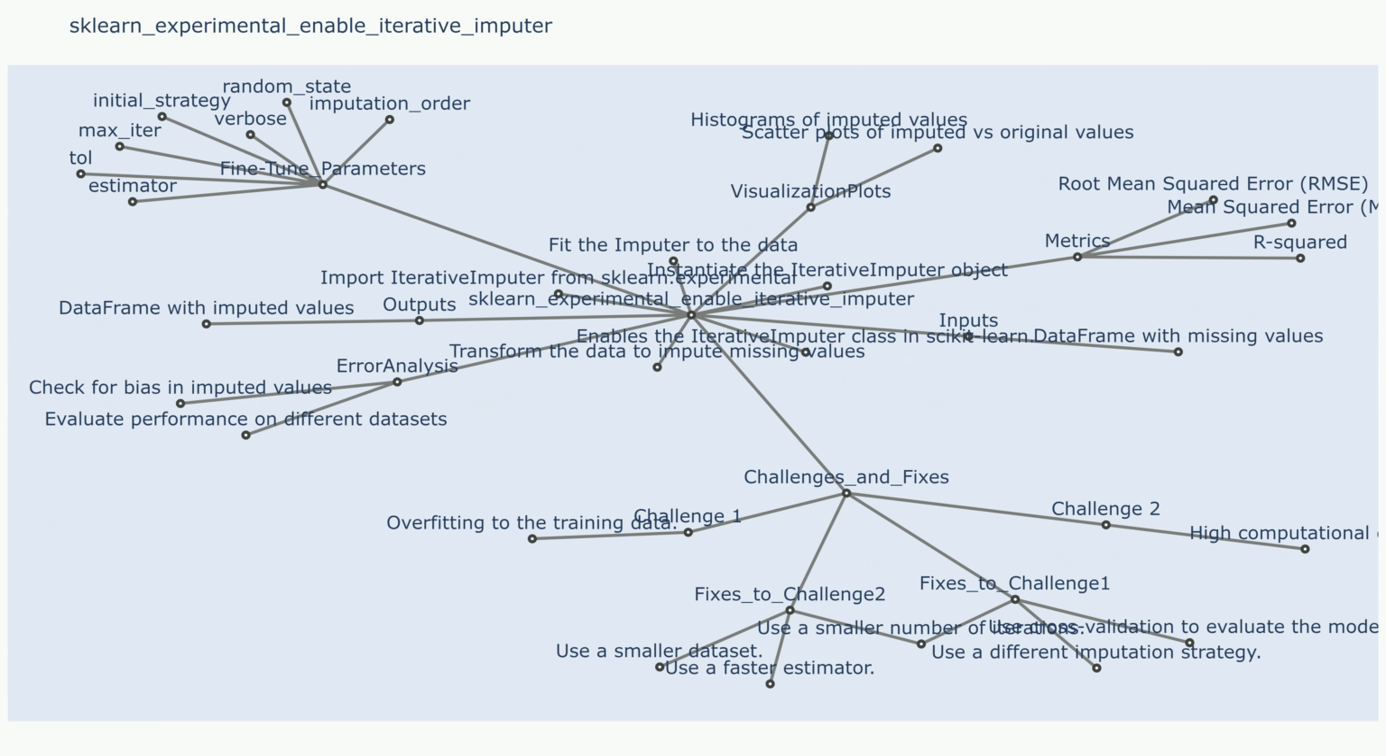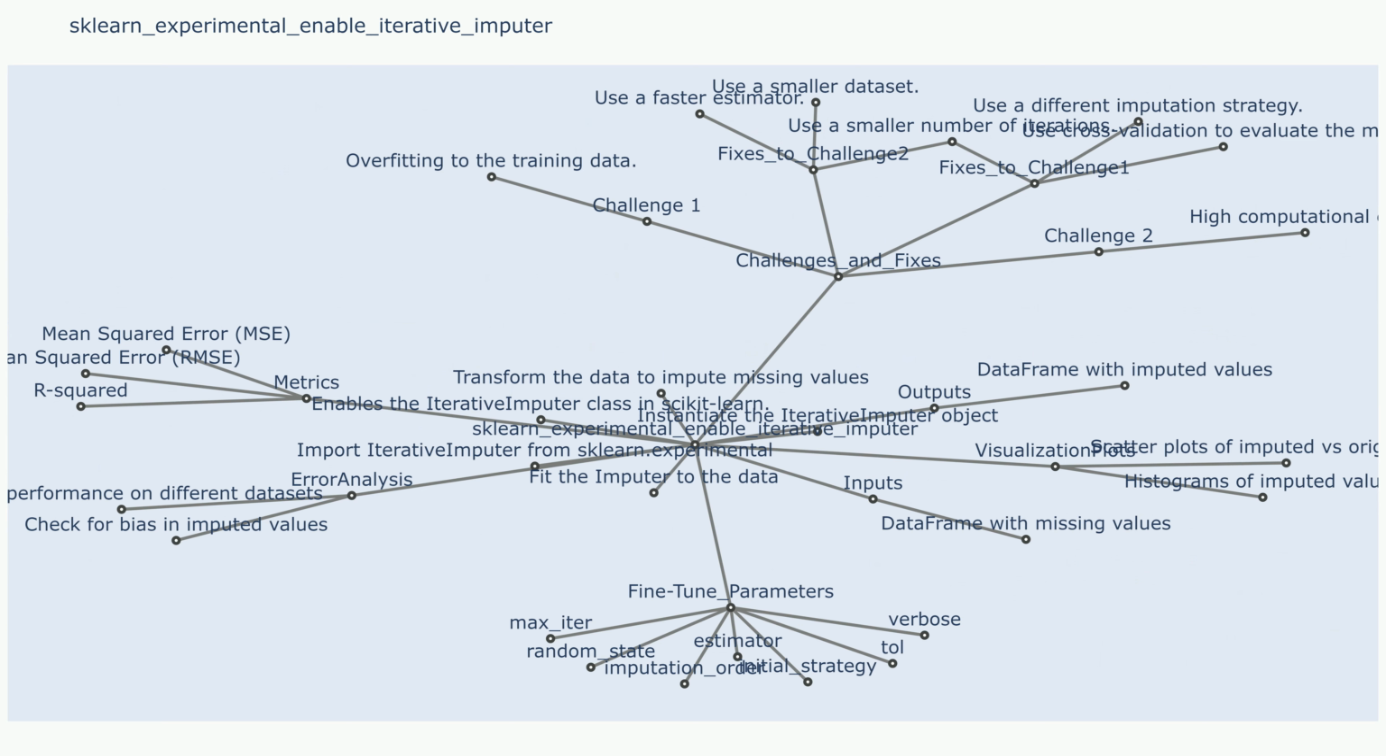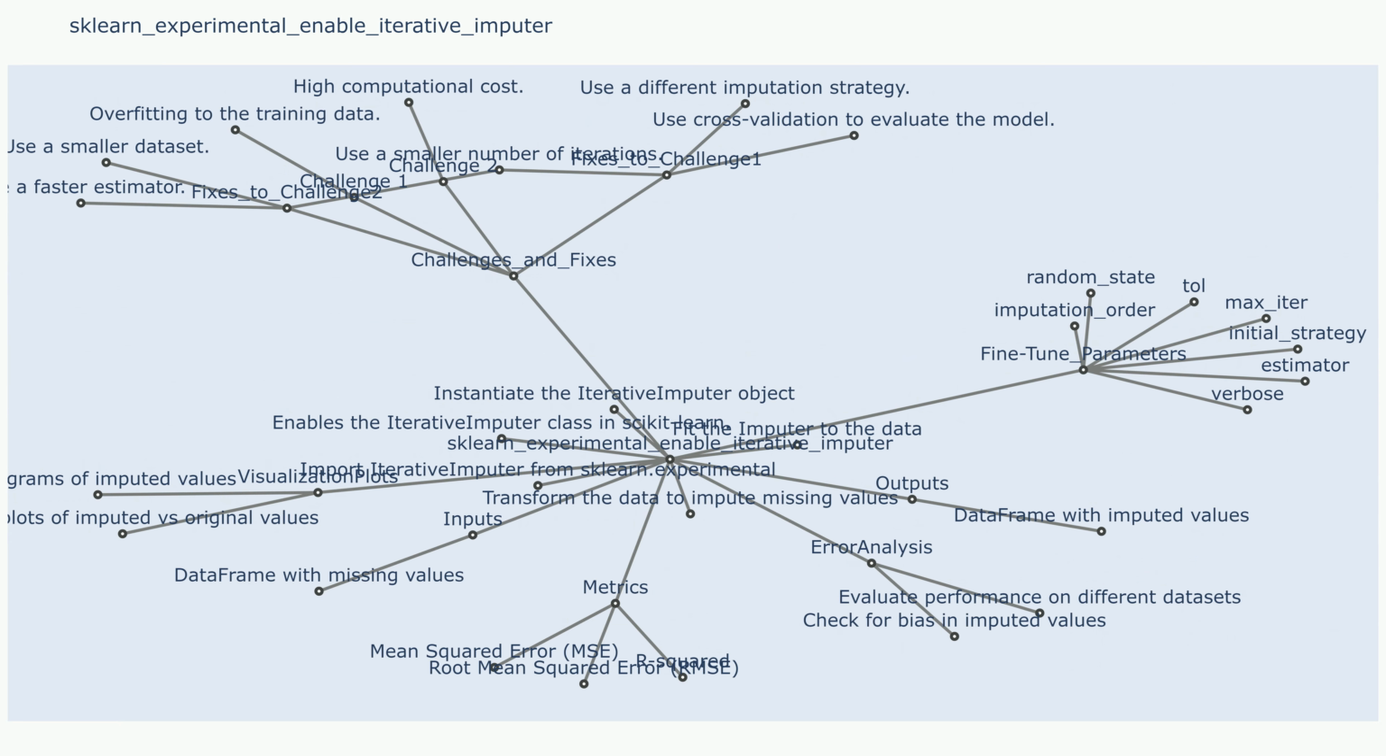High computational cost. Imputing missing values iteratively can be computationally expensive, especially for large datasets. Sample use case that resulted in challenge 1. A dataset with millions of rows and numerous features with missing values. Fixes to challenge 1. Consider using a more efficient estimator, reducing the number of iterations, max iter, or parallelizing the computations.